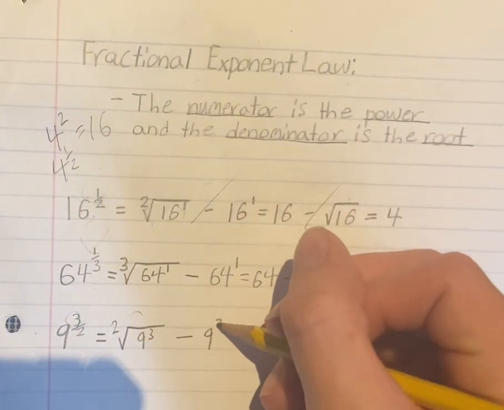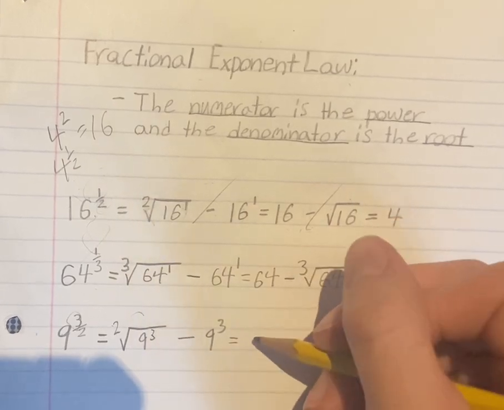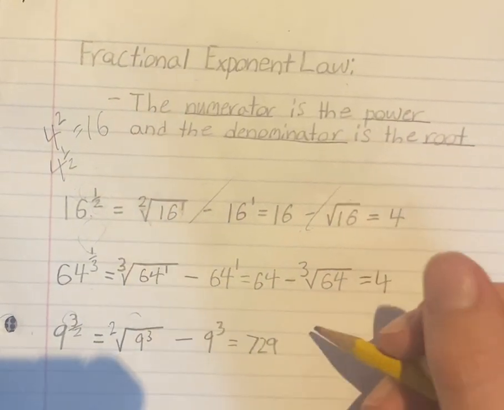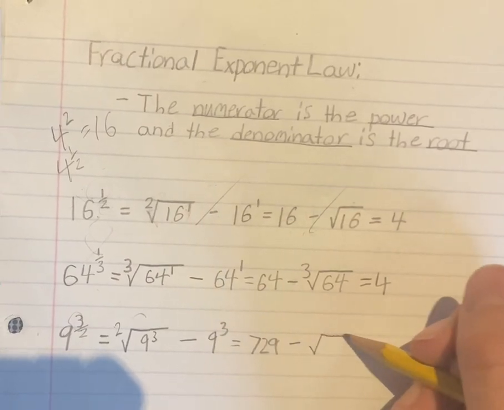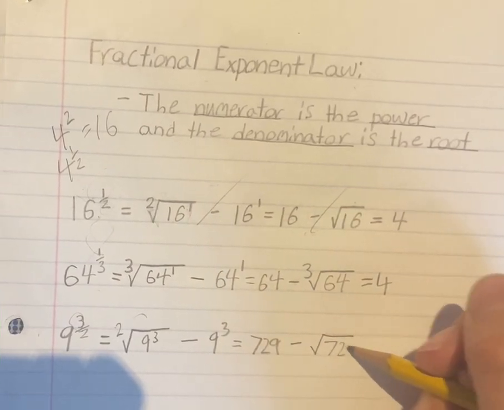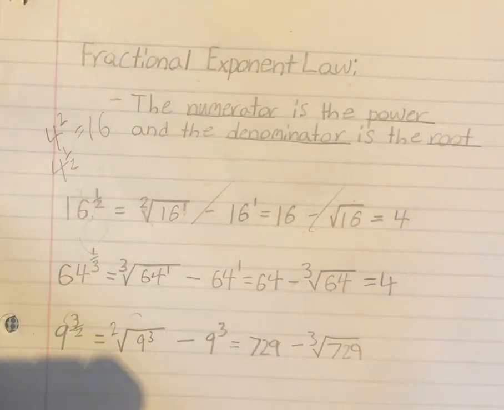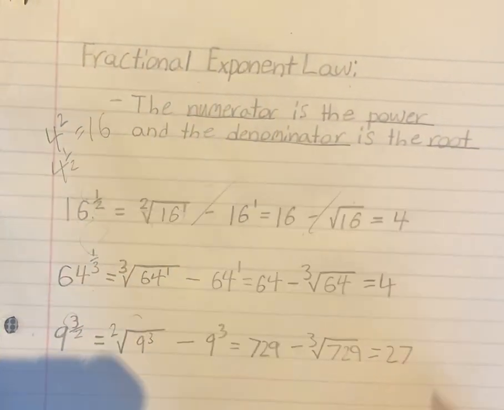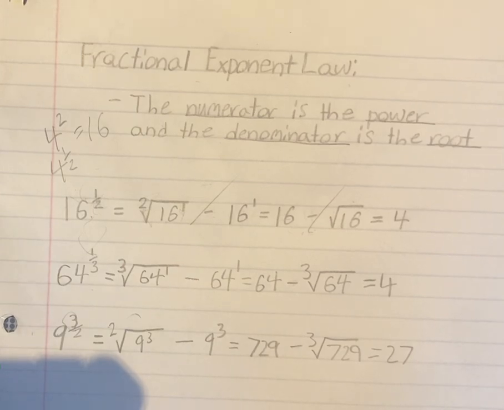So 9 to the power of 3 equals 729, I believe. And then we come over here, 729 cube rooted equals 27. Very simple stuff. It's actually quite fun to try and figure out. But yeah, no, that's it.